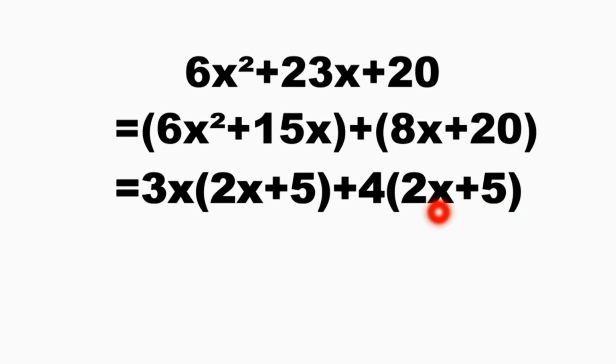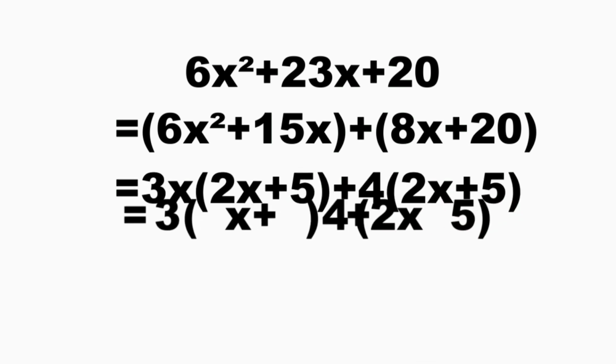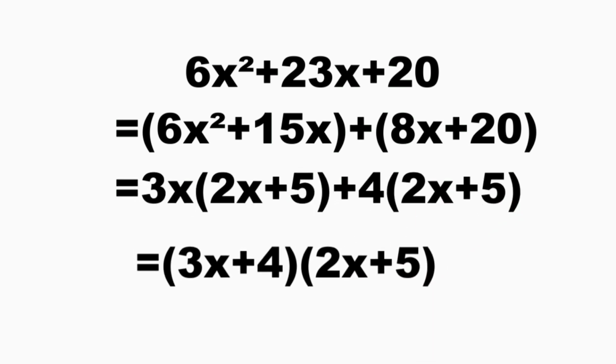Also here, quantity 2x plus 5, factor out. So we get the factors of 6x² + 23x + 20: the factors are quantity 3x plus 4 times quantity 2x plus 5. This is much easier now.